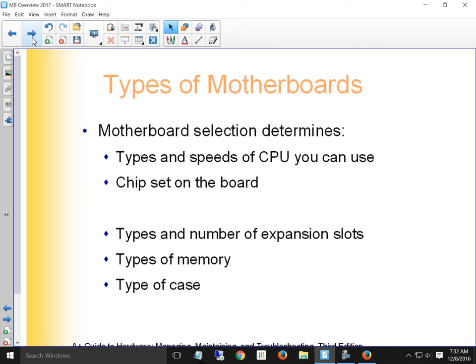The motherboard also determines what kind of expansion slots we have, what we can add in the future to our PC. If we get a micro ATX with one expansion slot, it means we got one thing we could ever add on this computer. Whereas if we get a full-size ATX motherboard with 6 or 7 slots, we could obviously add many things to that computer in the future.